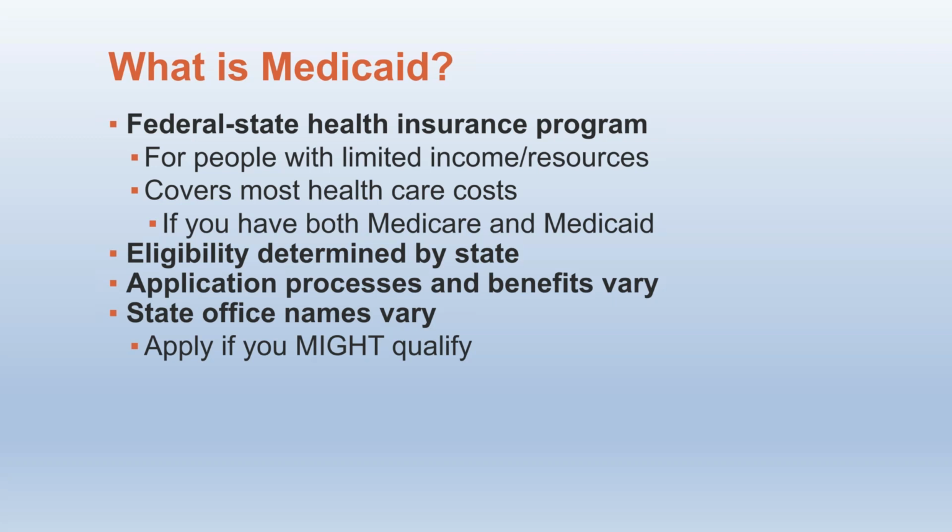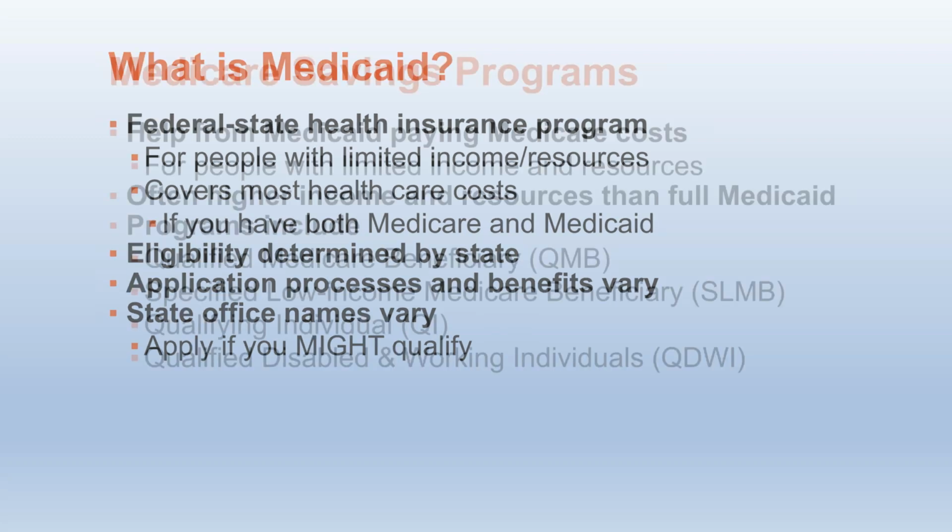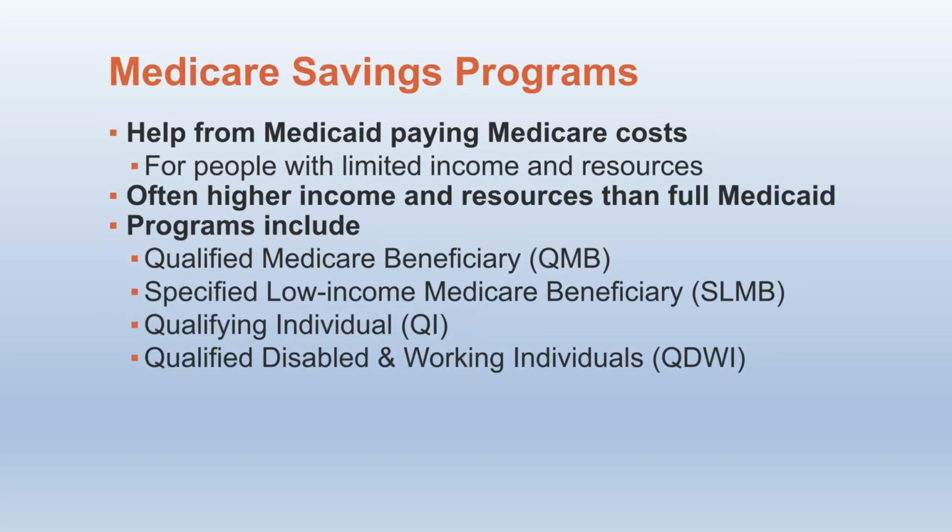There are 4 Medicare savings programs, which is help from Medicaid paying Medicare costs for people with limited income and resources. Often these are higher income and resource limits than for full Medicaid, and it includes the qualified Medicare beneficiary, the specified low-income Medicare beneficiary, qualifying individual, or qualified disabled and working individuals. And I will show you what the income and resource limits are on a slide towards the end of the presentation.